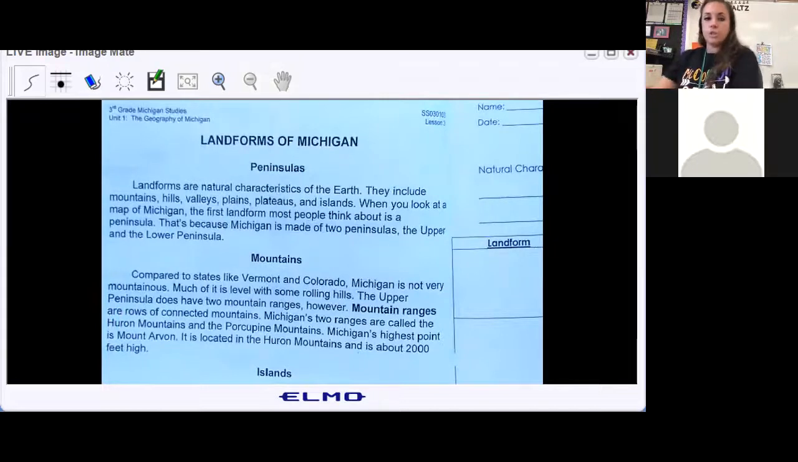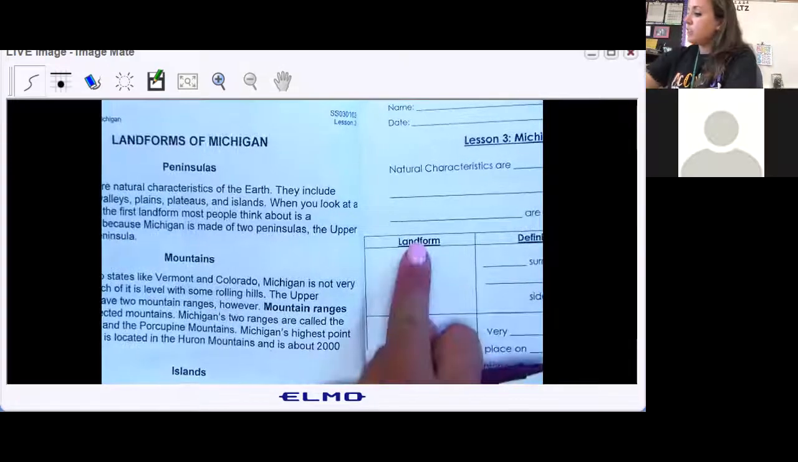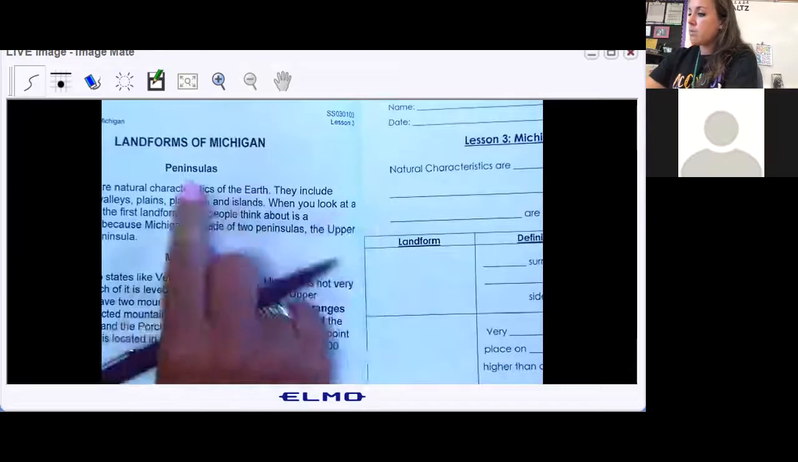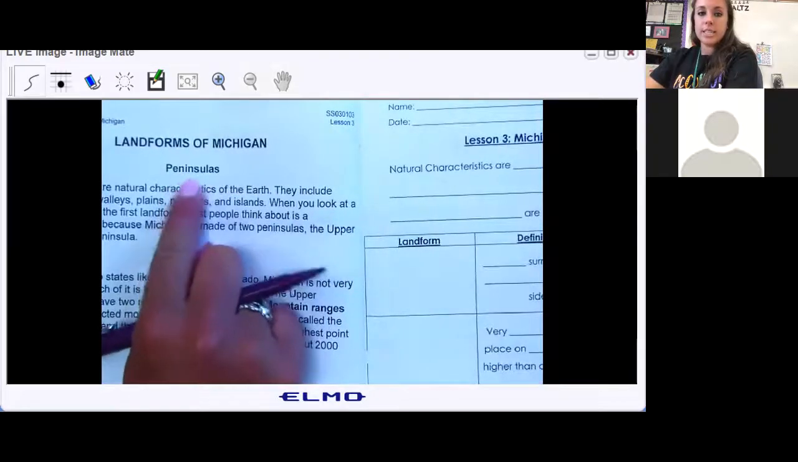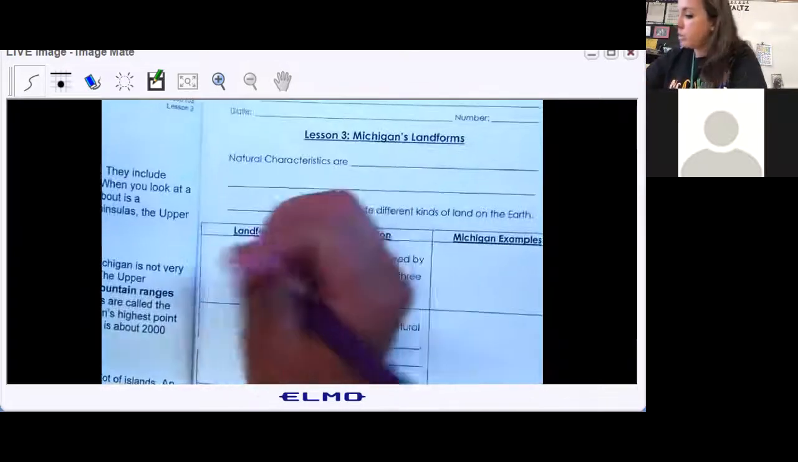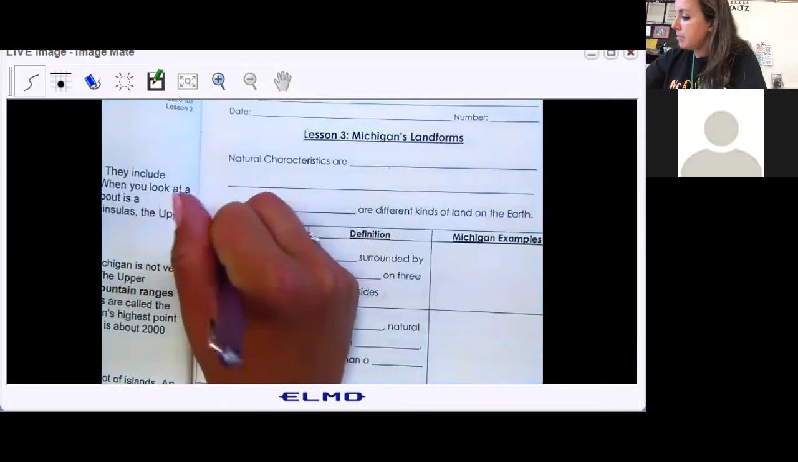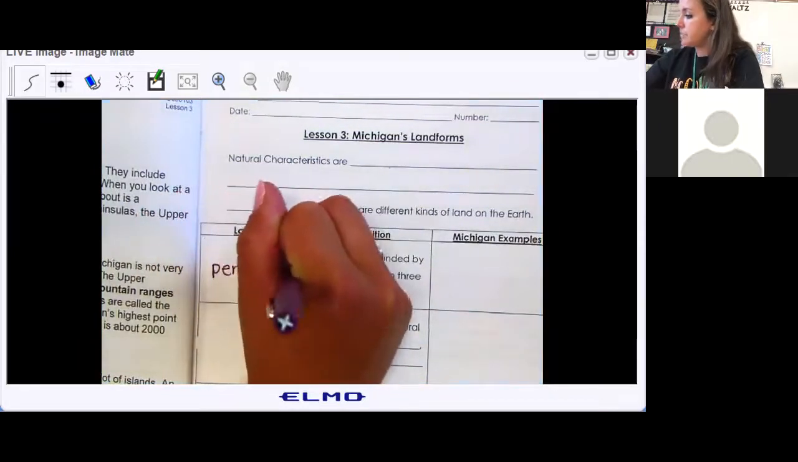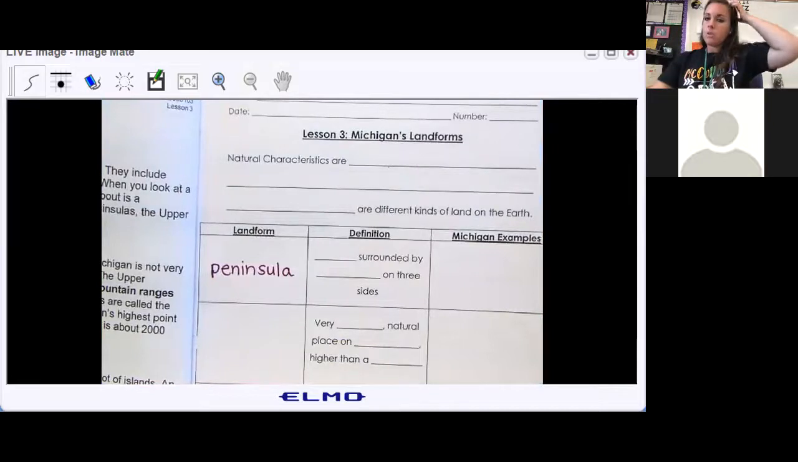Now we're going to go over to our notes. The first thing we're going to do is write the landform. The landform from that section is its heading, peninsula. So I'm going to write peninsula. Remember, if I ever go too fast, feel free to pause the video to catch up.